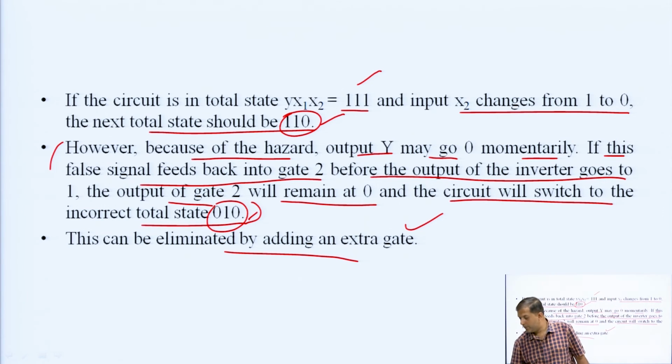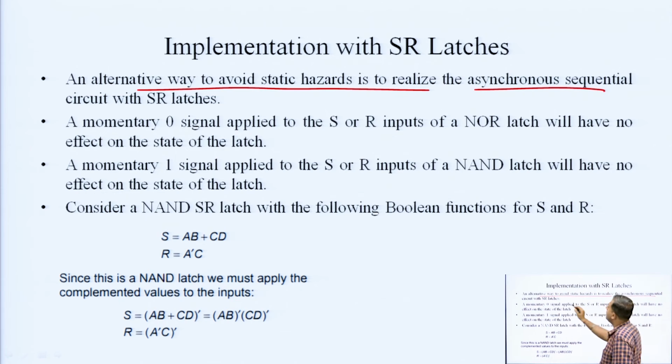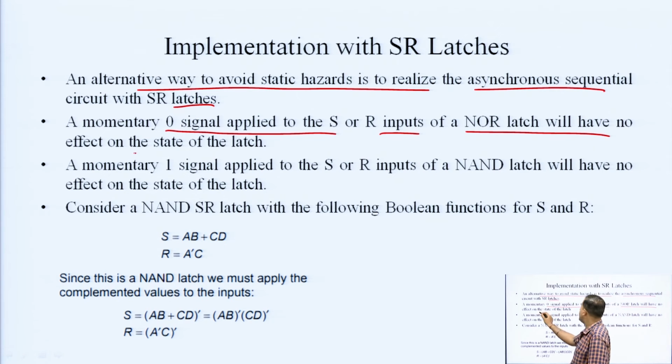So, how will we include that? Implementation with an SR latch: an alternative way to avoid the static hazard is to realize the asynchronous sequential circuit with SR latches. Okay. SR latches we have already discussed in the previous lectures, you can find them there. A momentary 0 signal applied to the S or R inputs of a NOR latch will have no effect on the state of the latch.